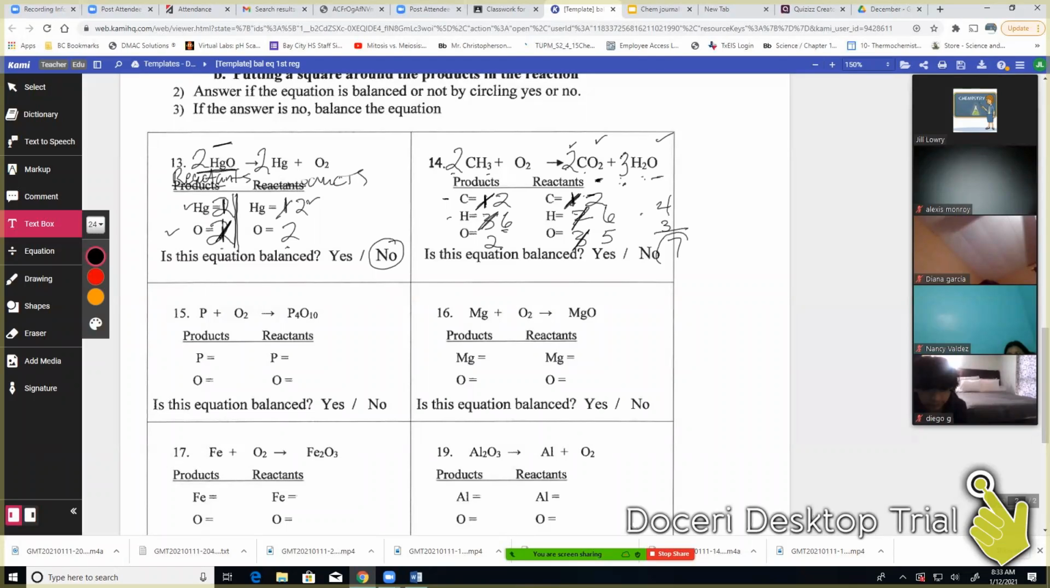So the problem with this one is it's an odd number. And that's making it hard because this is the only place I have oxygen. There's nothing I can put as a coefficient to give me an odd number, right? Because it has to multiply by 2. So a little trick is when you get stuck with an odd number, you go back and multiply all your coefficients by 2. So 2 times 2 would change this to 4. 1 times 2 would change this to 2. 2 times 2, I'm going to change this to 4.